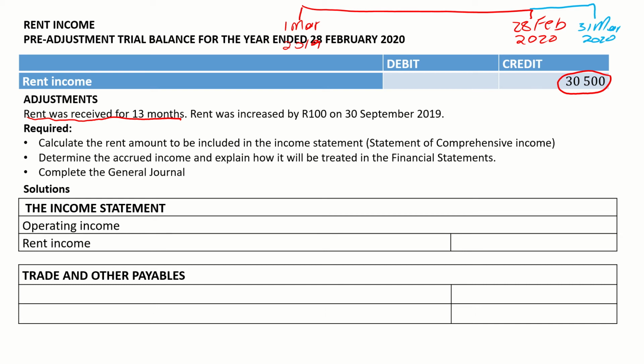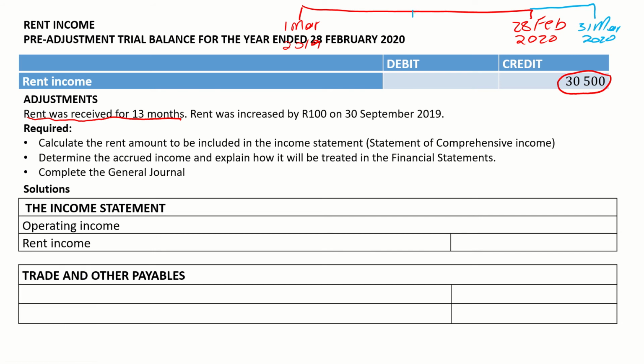But we don't know how much rent was per month. We're not given any rental amount per month. So you need to calculate that rental amount per month. And this is what you need to consider. They told you that rent increased by 100 Rand on the 30th of September. So on the 30th of September, we are going to increase our rent by 100 Rand.